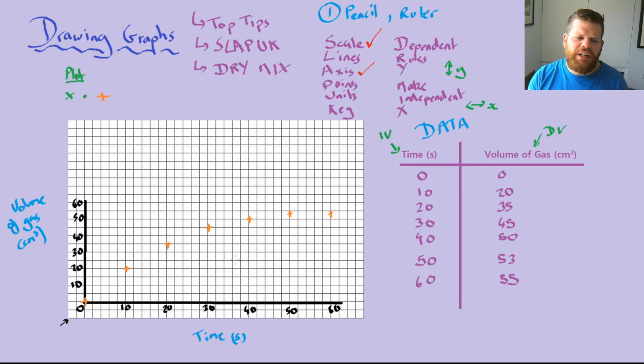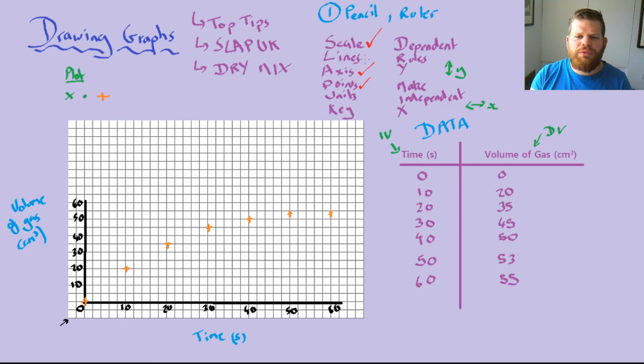Right, there we go. I've finished plotting each of those points, and what you'll notice with the last couple of points here is that we've gone just in between the lines, but a little bit higher than halfway because it's 53, not 52. So we've successfully plotted our points.